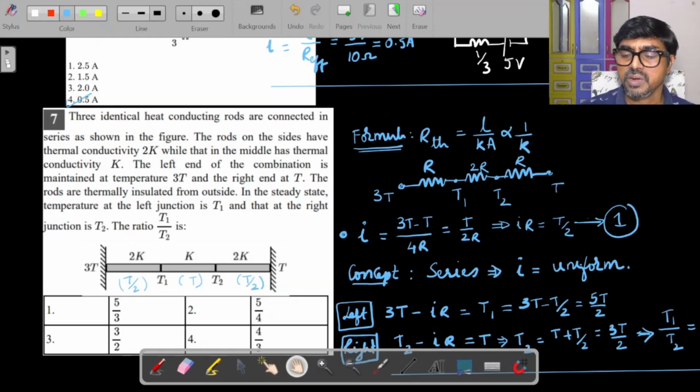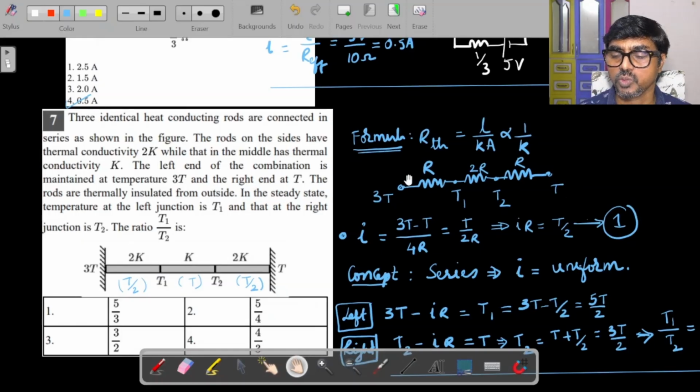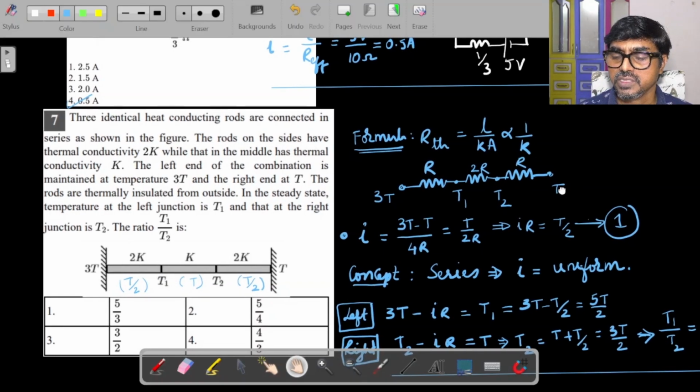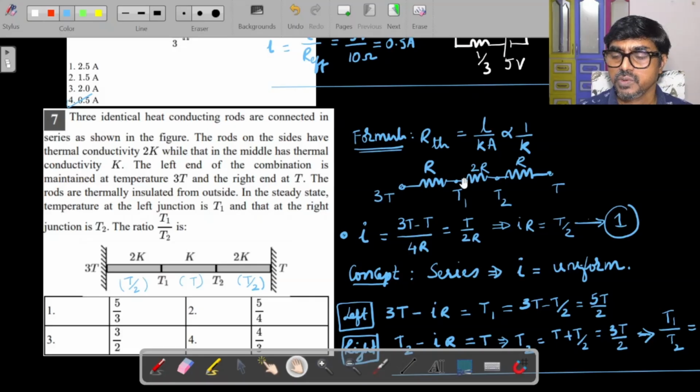Now you see it became a nice current electricity topic. 3T, T1, T2, T are like voltages there. Now you can find the net current by taking the total temperature difference by total resistance. 3T minus T is the total temperature difference divided by total resistance, series connection meaning summation R plus 2R plus R, 4R. T by 2R is the current there, or otherwise IR equal to T by 2, just keep that equation aside.